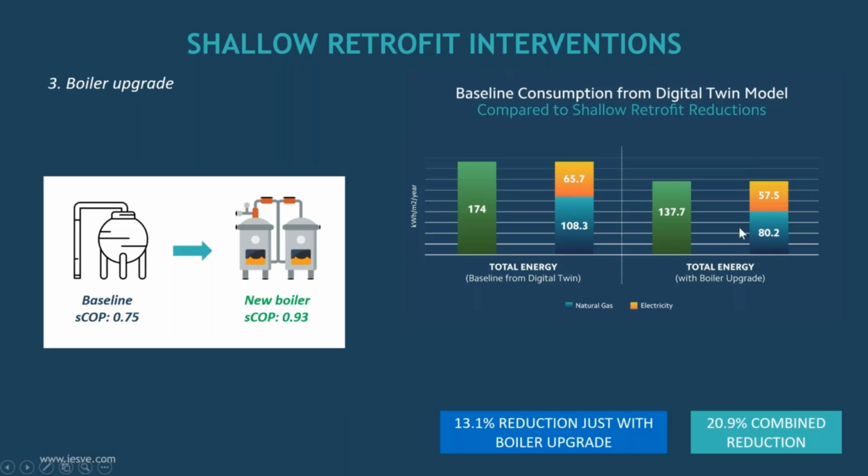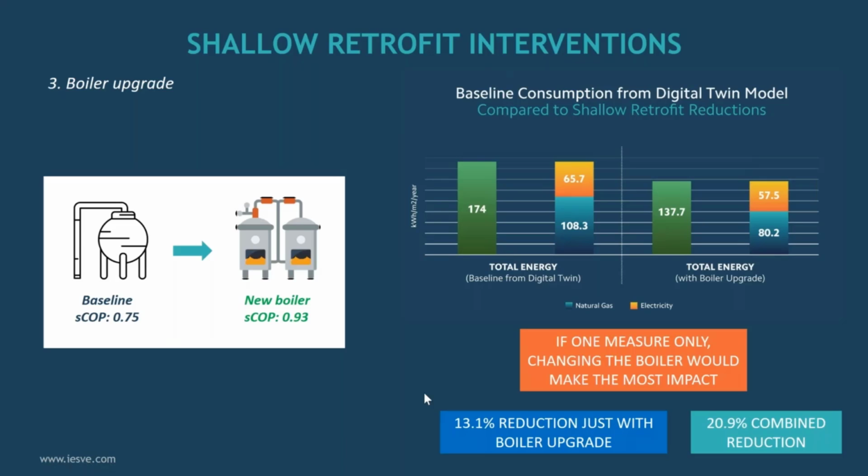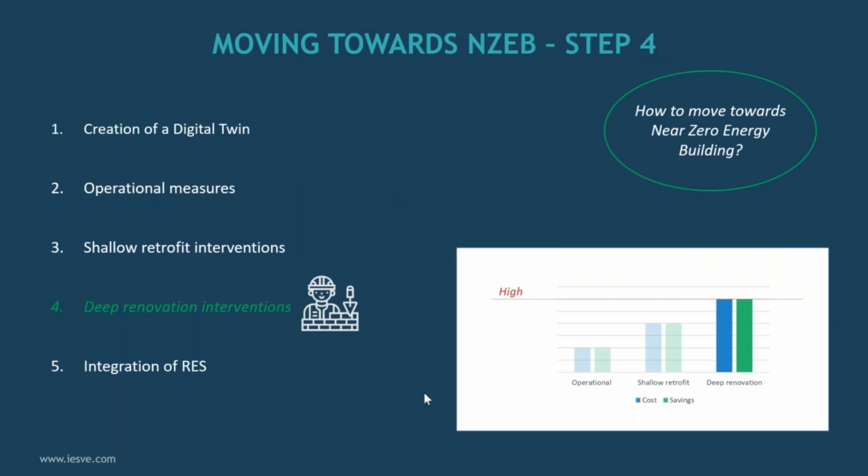It's much better performing. And you can see there is a great advantage in terms of both electricity consumption and natural gas. So the electricity consumption is related to the previous measure. You can see that overall the combined reduction is about 20.9%, while if we had only to replace the boiler, we still had 13% reduction. So if only one measure will be applied, this will be the best one in terms of shallow retrofit interventions.